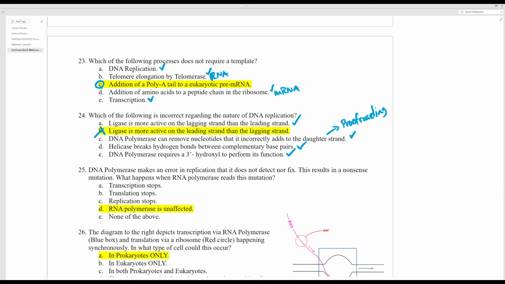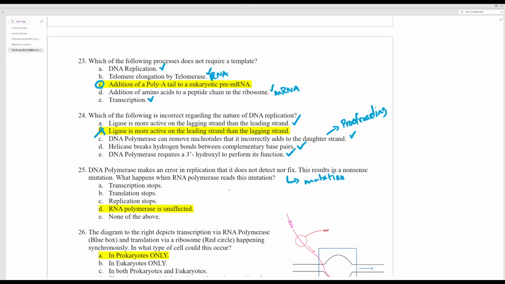25, we're so close to being done. DNA polymerase makes an error in replication that it does not detect nor fix, aka a mutation. This results in a nonsense mutation. What happens when RNA polymerase reads this mutation? Absolutely nothing. A nonsense mutation implies that it's a mutation involving an amino acid, which means it's occurring inside the open reading frame, which means it has nothing to do with the transcription machinery or the translation machinery.